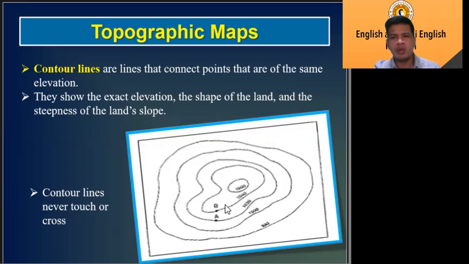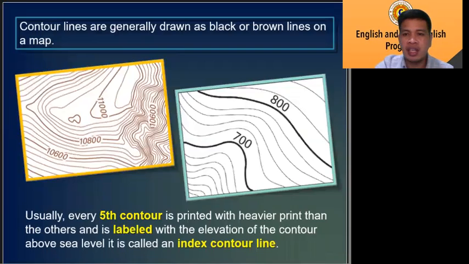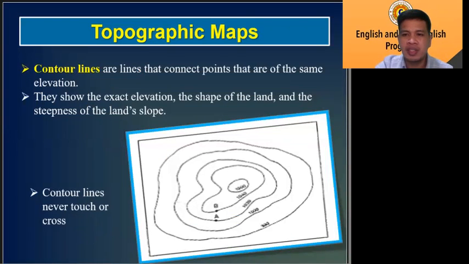Okay, so what are the characteristics of this contour line? Later on, I'm going to tell you when we study about the rules, when we learn about the rules about reading topographic maps. Okay, so as you can see here, contour lines never touch or cross. Okay, but sometimes they touch.